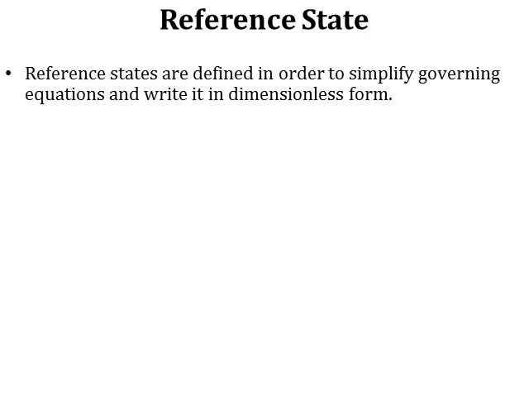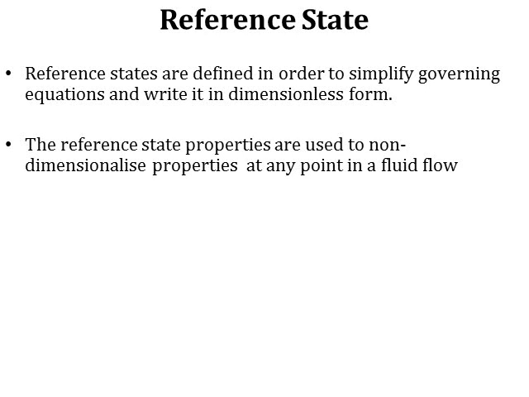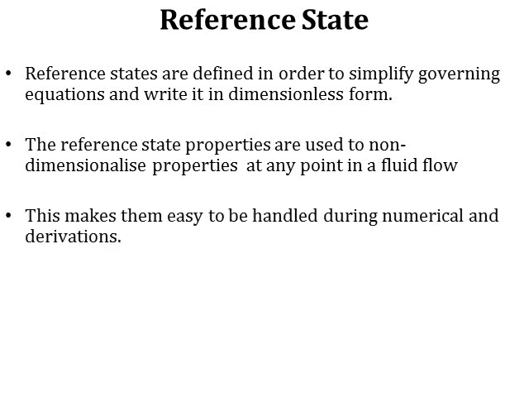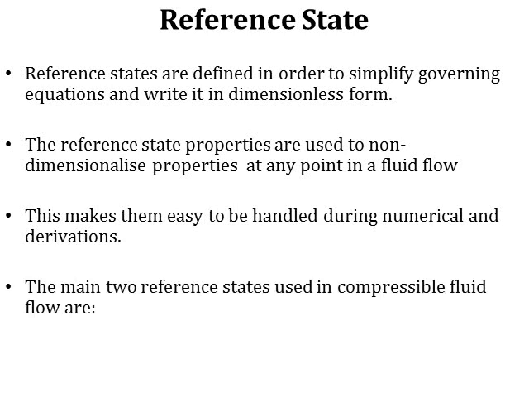The reference states are defined in order to simplify the governing equations and write them in dimensionless forms. The reference state properties are used to non-dimensionalize the properties at any point in the fluid flow. By doing this, it makes it easy to handle these quantities during the numerical problems as well as in developing relationships and for derivations. The main two types of reference states used in compressible fluid flow are sonic state and stagnation state.